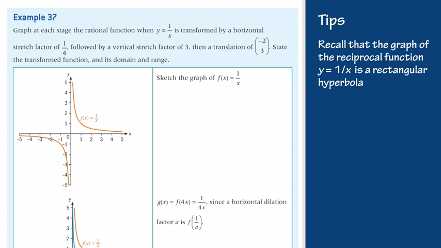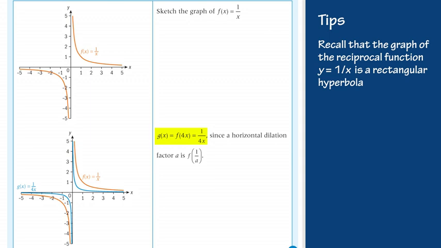The first transformation you are called upon to perform on the graph of this function is a horizontal stretch of factor 1/4. A horizontal dilation of factor 1/4 on f is the function g of x equals f of 4x equals 1 divided by 4x. For example, when x is 2, the function is 1/2, but the transformed function is 1/8, or 1 divided by 4 multiplied by 2. Therefore, the graph moves closer to the x-axis, as you can see in the blue graph.